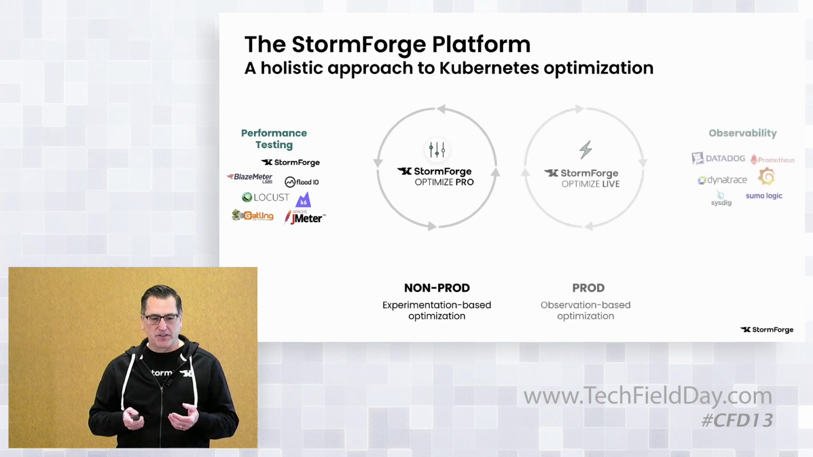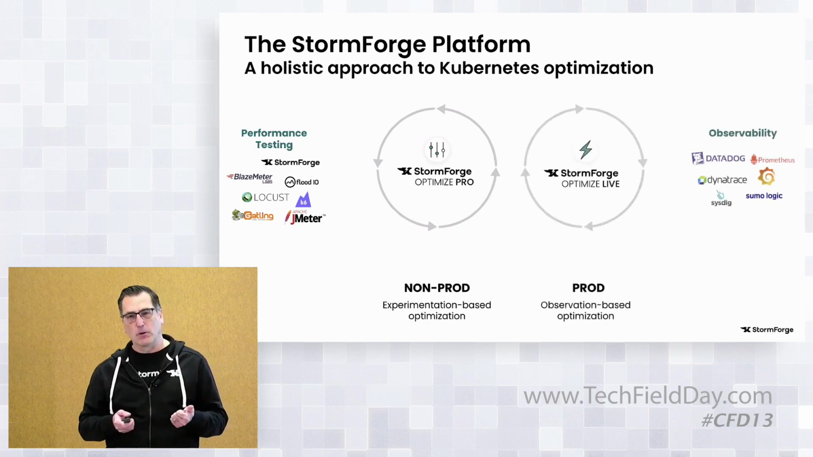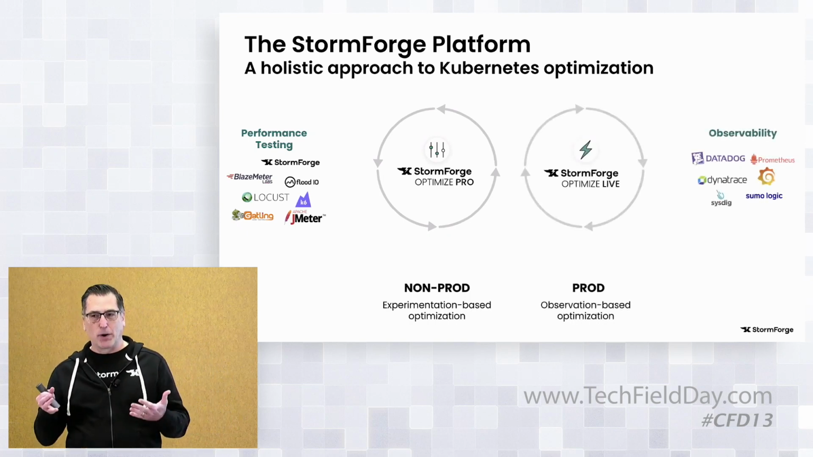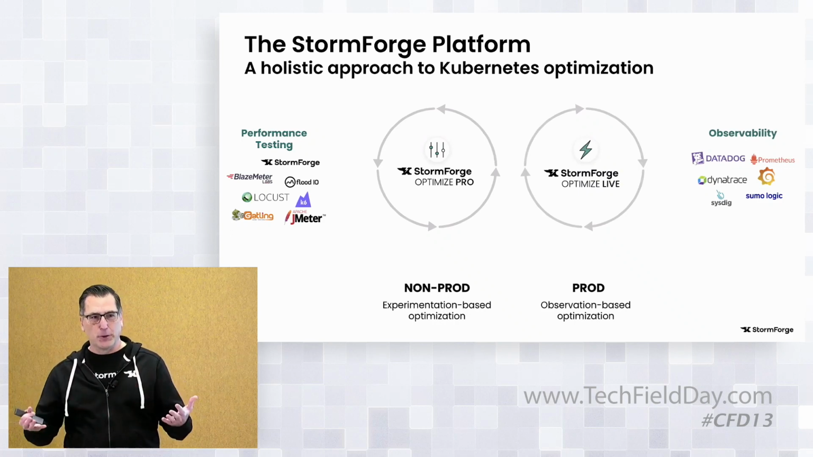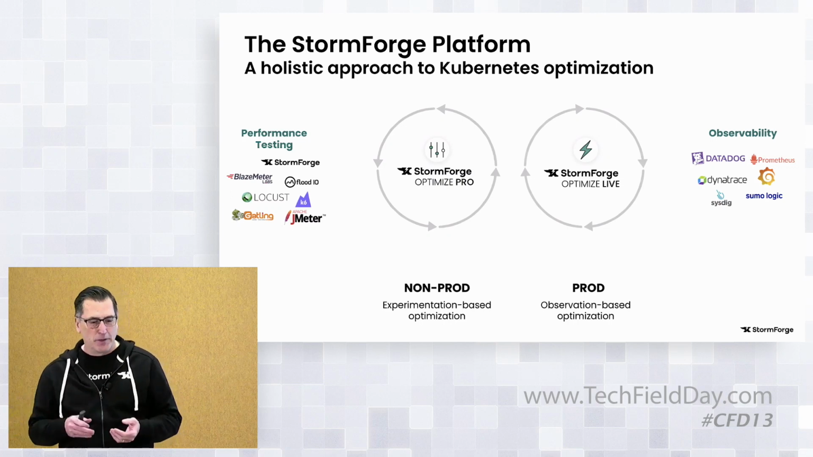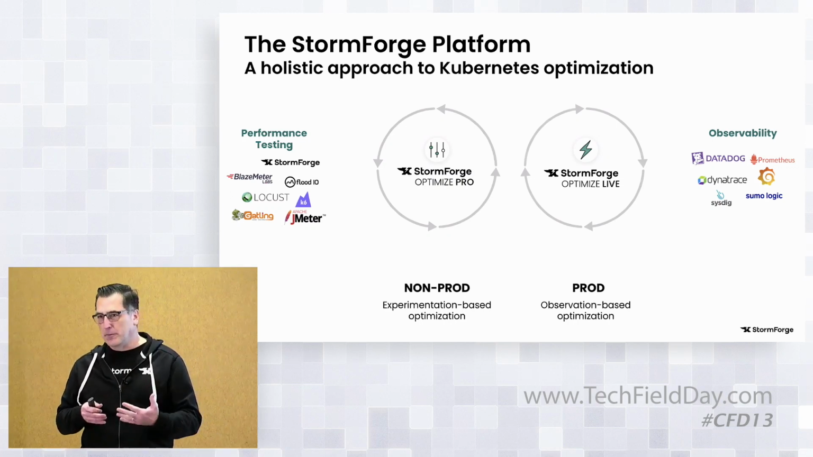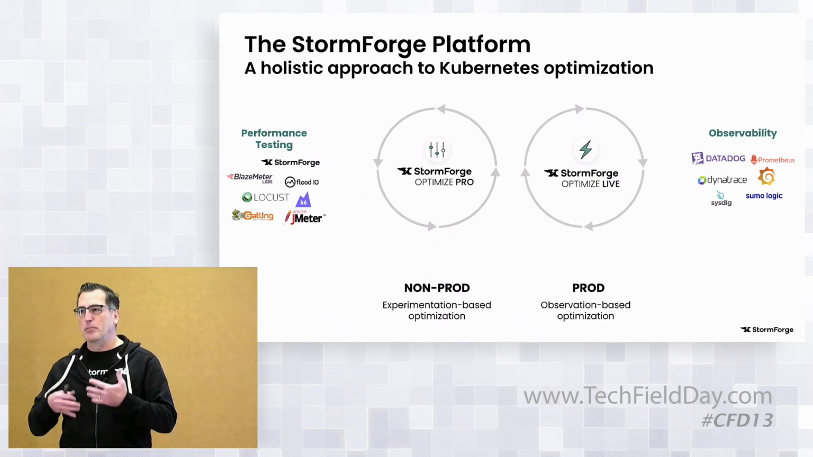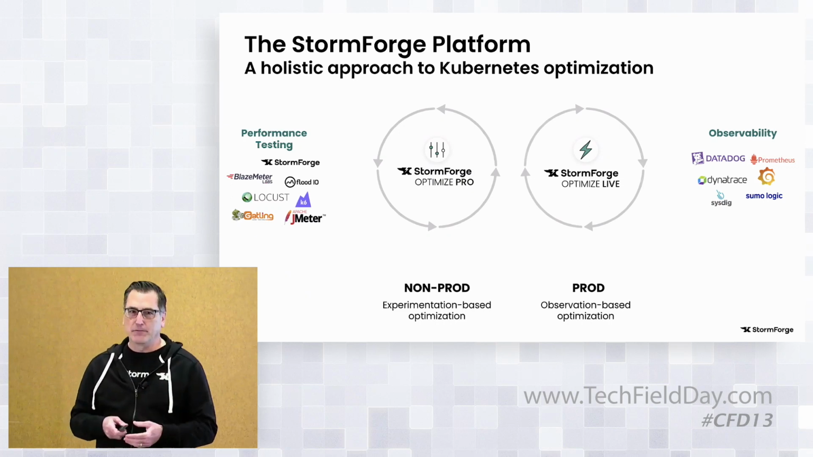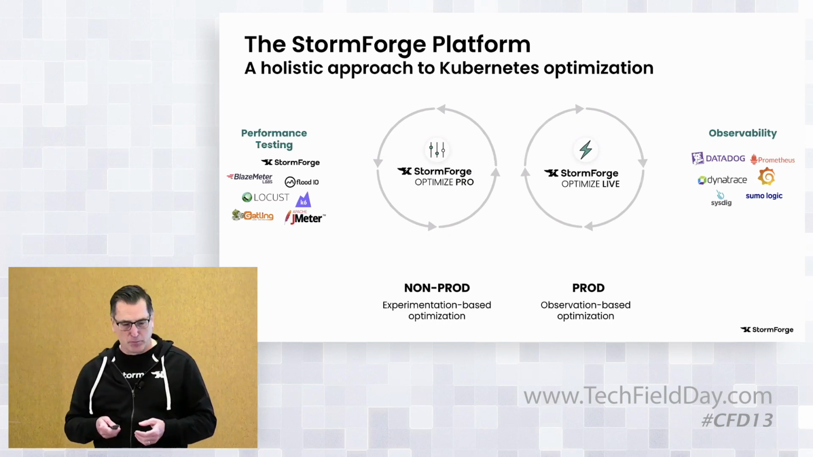And so that's why we built a second solution as part of the platform called Optimize Live. This is actually brand new. It's being launched on February 23rd. So for those of you who are watching this live, this is a bit of a sneak preview. The way Optimize Live works is it takes observability data that you're already generating and uses machine learning to help make recommendations on how to make your environment more efficient live in production.